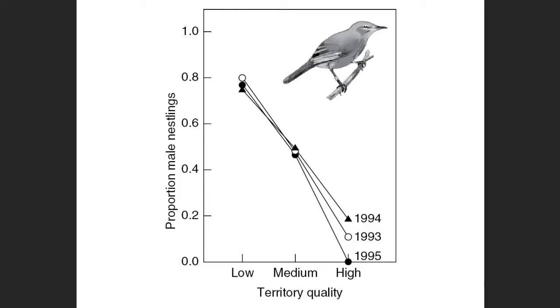On high quality territories, and it's not in this graph, but in territories with helpers, the breeding adult is more likely to lay a female chick. And so this is another way in which they're responding adaptively to differences in territory quality.